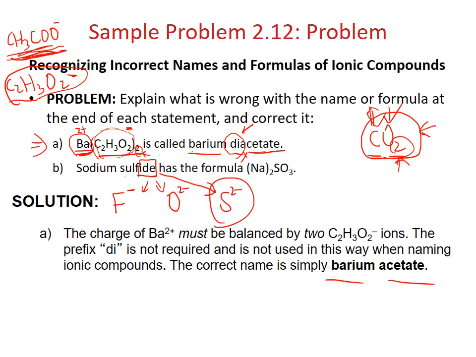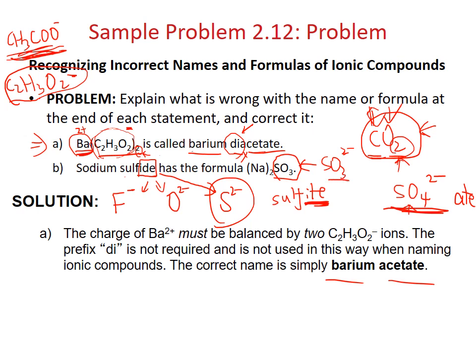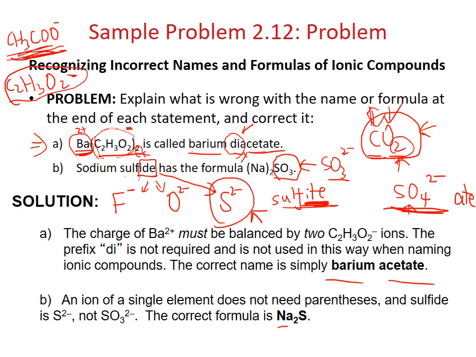But what is SO3? SO3 is called sulfite. Note that ITE. This comes from SO4 2 negative, which is called sulfate, ATE. When this loses oxygen, it becomes SO3 2 negative, and that's called sulfite. So the problem is you should have IDE, so use this one. So the name should be sodium sulfide.